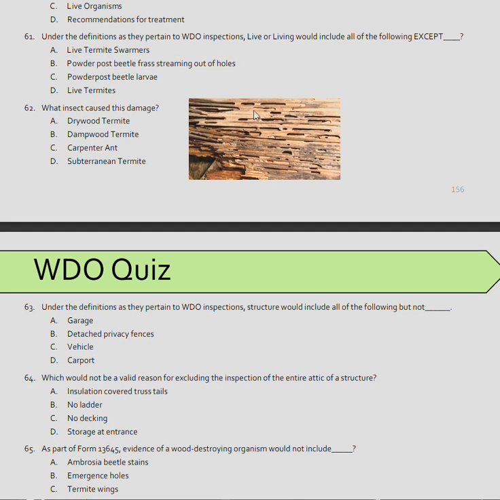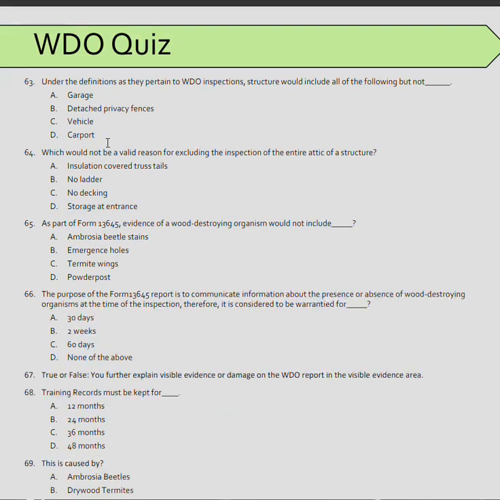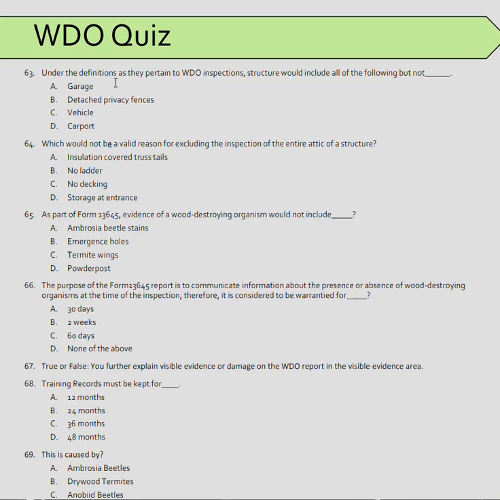What insect is causing this damage here? Look at the large galleries in the wood. That's right, carpenter ants. Under the definition as pertains to WDO inspection, structures would include all the following but blank. Detached privacy fences.